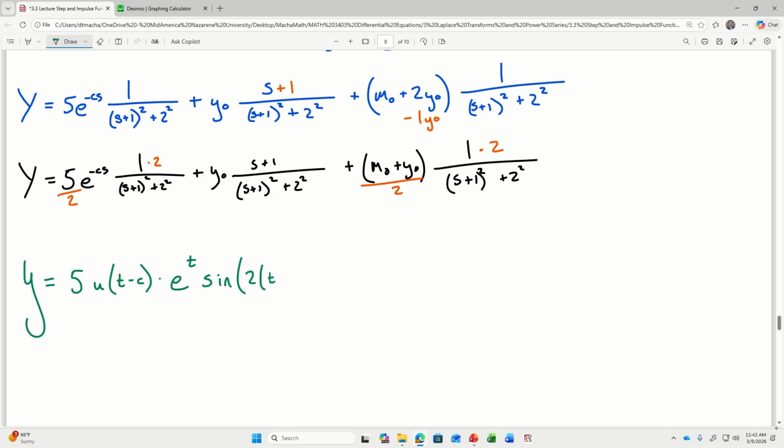But instead of just plain t, we also have to put in t minus c. That is because it's part of having e to the negative cs. Not only do you multiply by the unit step function, but you also shift the argument. So every time I see a t, I have to write t minus c in the inverse Laplace transform. And then the next term is going to be plus y0, e to the t cosine of 2t. The s plus 1 doesn't do anything for that.